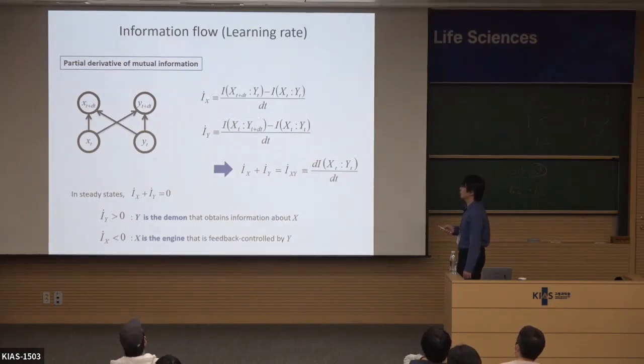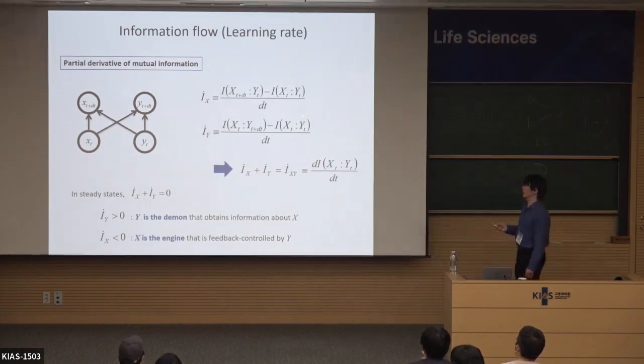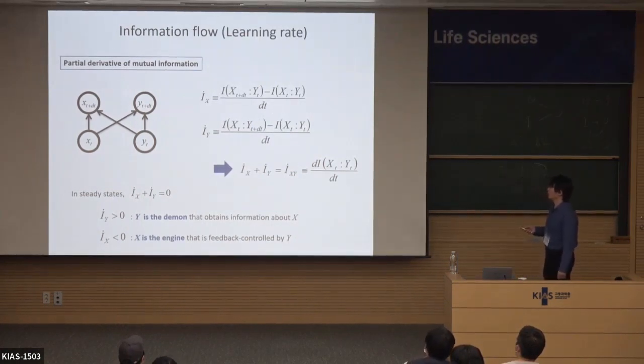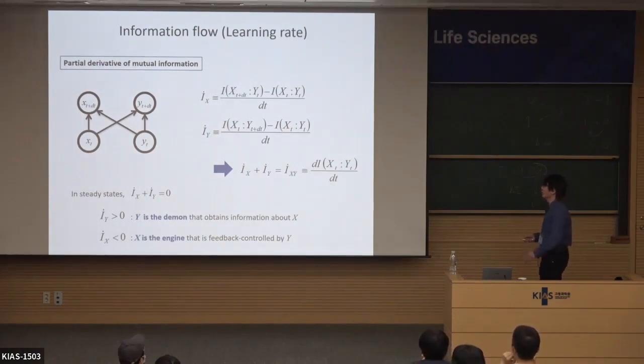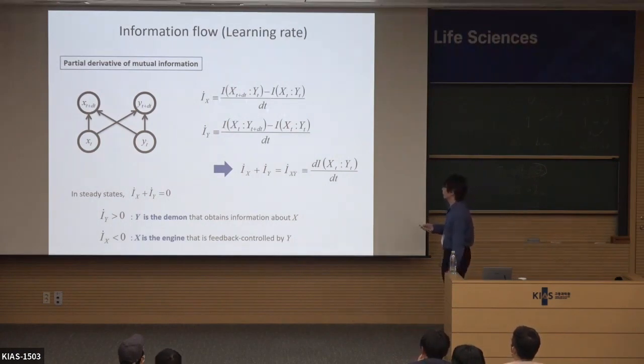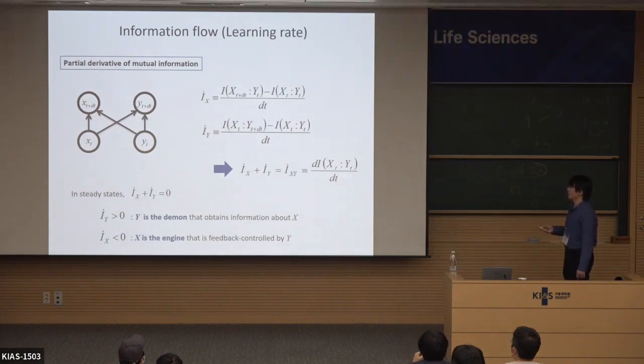For example, the information flow of the X system is defined as a partial derivative of the mutual information. X and Y both evolve in time, but from the bipartite condition, we can decompose the time evolution of mutual information into the X side and the Y side. They are given by these partial derivatives. This is the X side and this is the Y side, and the sum of them is given by the total derivative of the mutual information. The information flow is given by the partial derivative of the mutual information for X and Y.